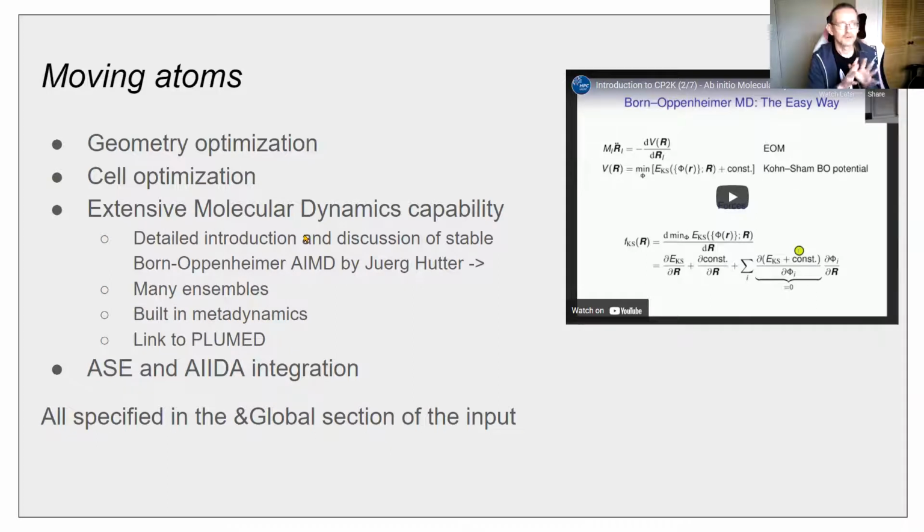There's extensive molecular dynamics capability, with lots of different ensembles: NPT, NVT, NVE, etc. There's also a rather lovely discussion of how to do Born-Oppenheimer MD from Jürg Hutter, at the workshop we did in Ghent a few years back.